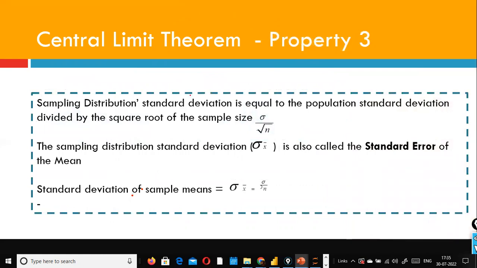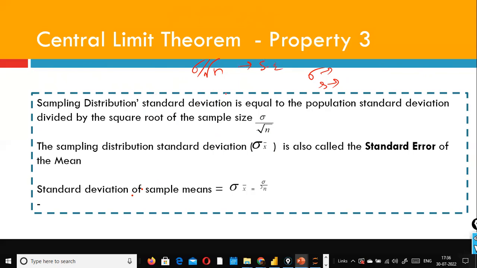And just like how we can find the standard deviation for a population and the sample standard deviation, small s, even for the sampling distribution we can find the standard deviation. That is sigma divided by square root of n. This is called the standard error, SE, standard error.